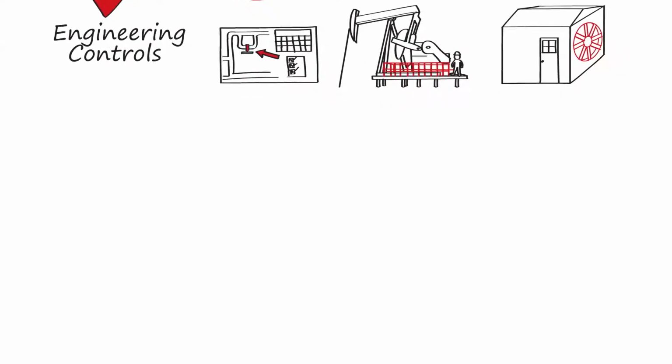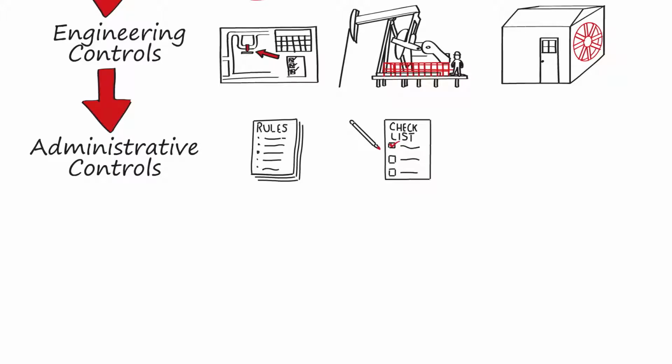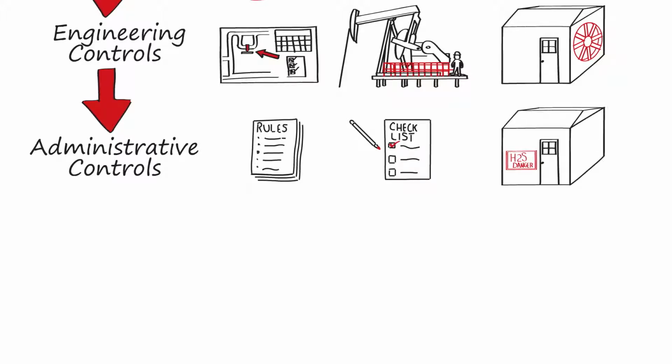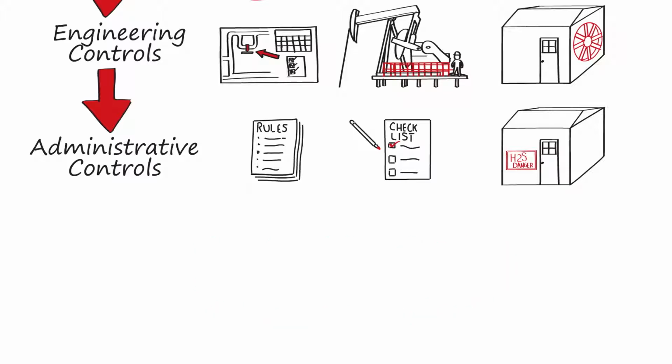This brings us to the next form of control, administrative controls. An administrative control involves creating rules, work procedures, training requirements, shift limits, checklists, or warning signs to prevent or minimize worker exposure to an identified hazard. If workers follow the directions laid out by administrative controls, they should avoid or reduce their exposure to hazards. But since there is a human decision involved, these fall below engineering controls in the hierarchy.